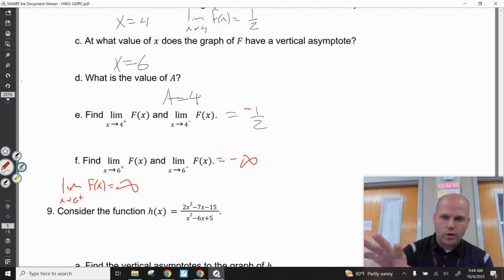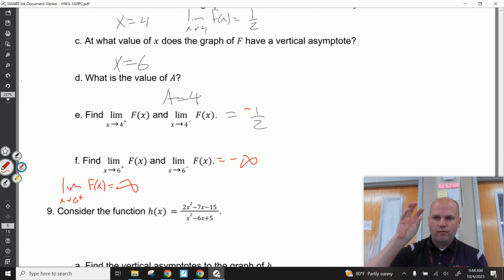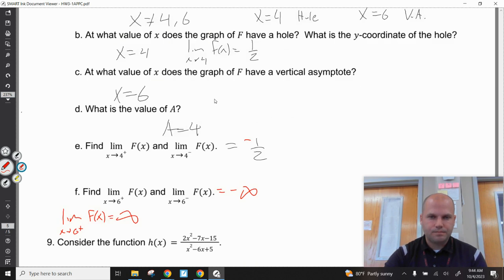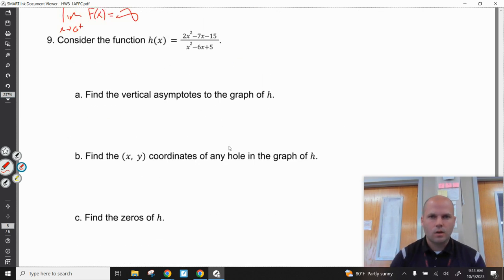We're going to talk about this vertical asymptote behavior more next class. This is just a challenge for you to understand. To the right of 6, my y values are getting larger. To the left of 6, my y values are getting larger, but in the negative direction. Mistake on our table. Okay.